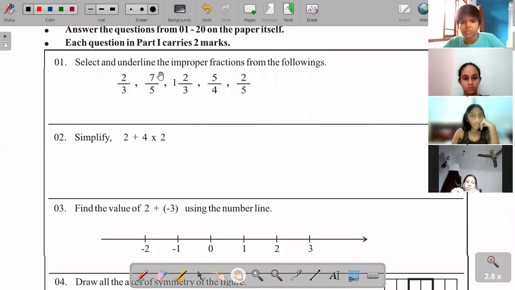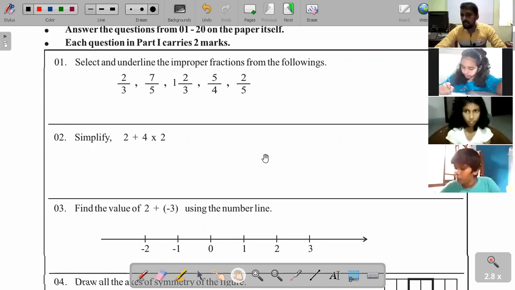Select and underline the improper fractions from the following. There are several types of fractions we discussed: proper fractions, improper fractions, mixed numbers, right? And also another type we discussed, unit fractions. Unit fractions mean what? If the numerator of a fraction is 1, we call it a unit fraction.